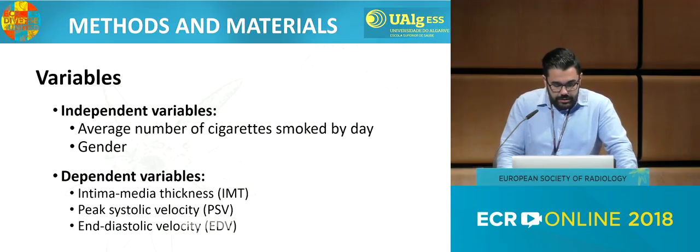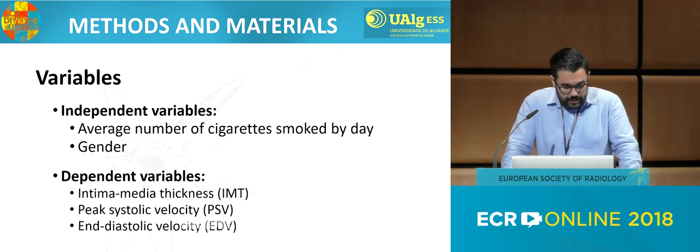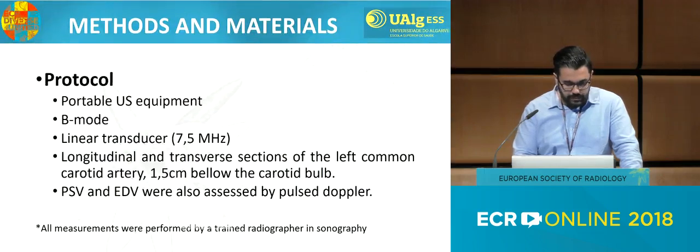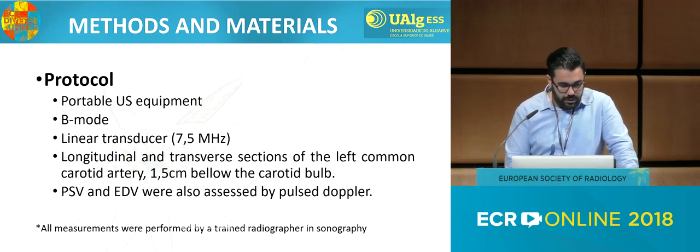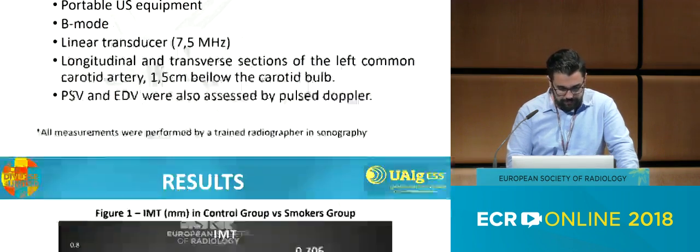The independent variables were the average number of cigarettes smoked per day and the gender, and the dependent variables were the intima-media thickness, the peak systolic velocity, and the end-diastolic velocity. As protocol, we utilized a portable ultrasound equipment with a linear transducer of 7.5 megahertz. With the B-mode, we made a longitudinal and transverse section of the left common carotid artery, 1.5 centimeters below the carotid bulb. We also measured the PSV and EDV by pulse Doppler.